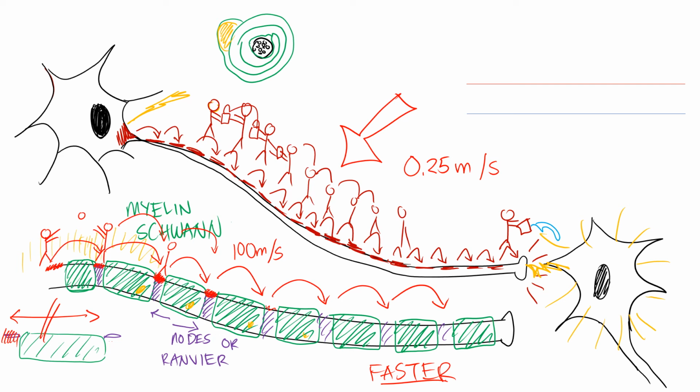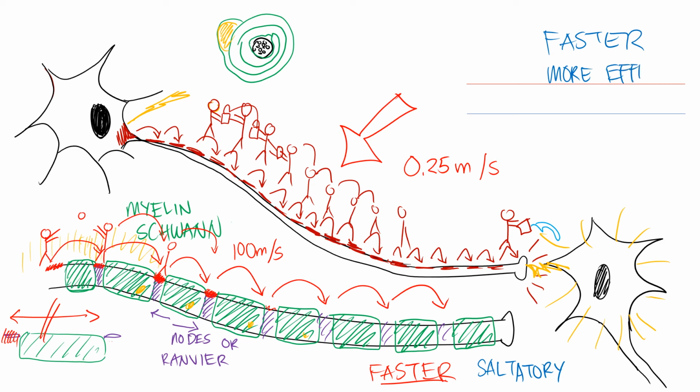And this mode of transmission is called saltatory transmission. Saltatory. And this is much, much faster. So the advantage of your myelin is that it makes your transmission faster, and it becomes more efficient.